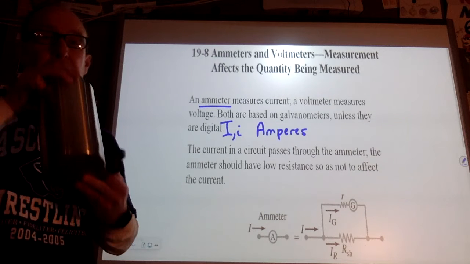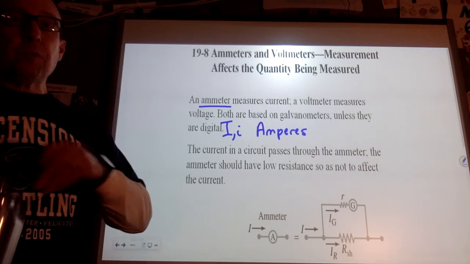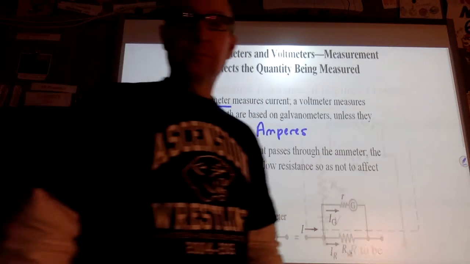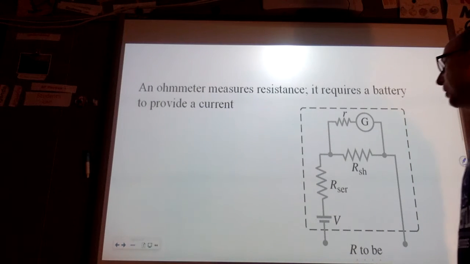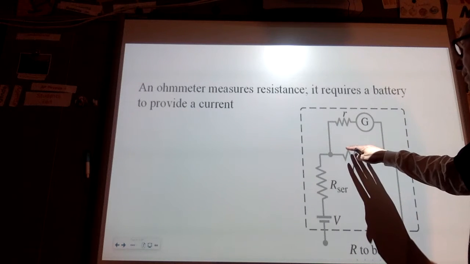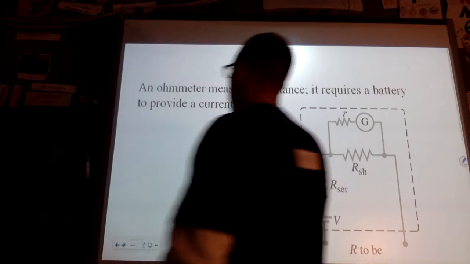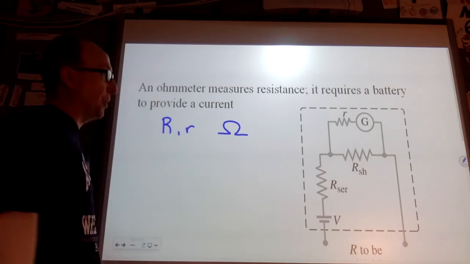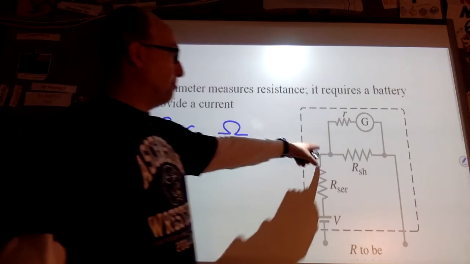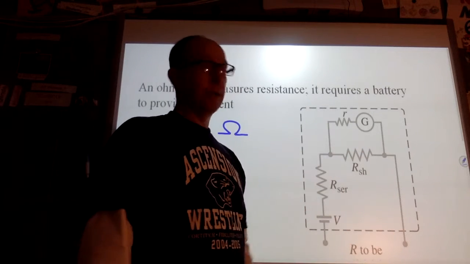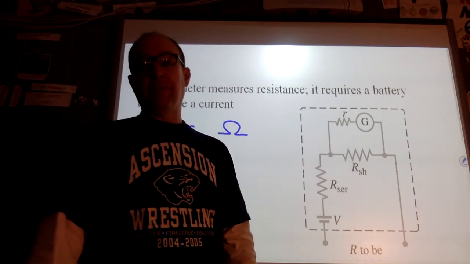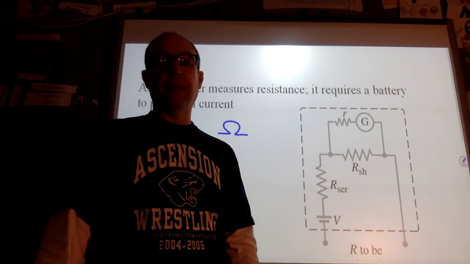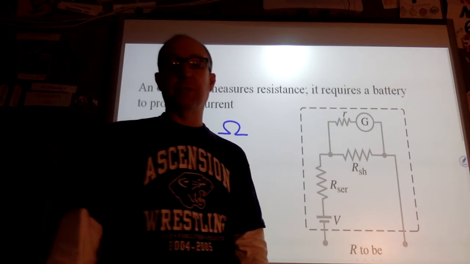So the ammeter actually has to be in the path of the circuit. An ohmmeter is going to measure resistance. Again, resistance is R or r. Our units are in ohms. And in this case, you're measuring across the resistor, and you can't have it be a closed circuit. So we can't have current running through the resistor when we're measuring what the resistance is.